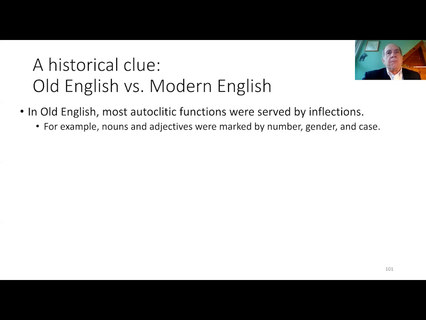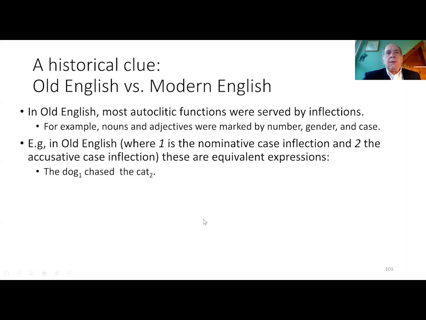And a possible clue arises from considering how it would look in Old English. In Old English the autoclitic frame function was served largely by inflections. So nouns and adjectives, at least, were marked by number, gender, and case, and the verbs were conjugated in various ways. In Old English, I'll use a subscript of 1 for the nominative case and 2 for the accusative case. These would be equivalent expressions. So you could say the dog nominative chased the cat accusative. The cat accusative chased the dog nominative would mean the same thing to Alfred the Great.